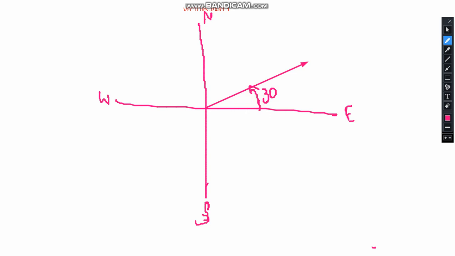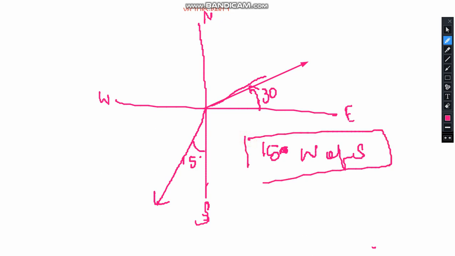So what type of vector do we call this? In what direction is this? Is it northeast? Yes, it is northeast, but to be exact, it is 30 degrees north of east. So there could be another vector like this. This can be 15 degrees. Try to answer, this is basically 15 degrees west of south, from south to west. So very simple and easy concept.